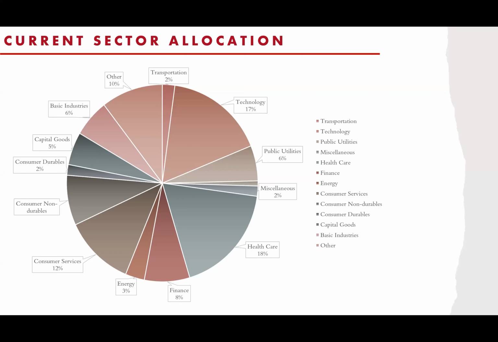And this is a pie graph based on the current portfolio allocation categorized by sectors. As you can see, the three largest sectors in this portfolio are the healthcare sector at 18%, the technology sector at 17%, and the consumer services sector at 12%.